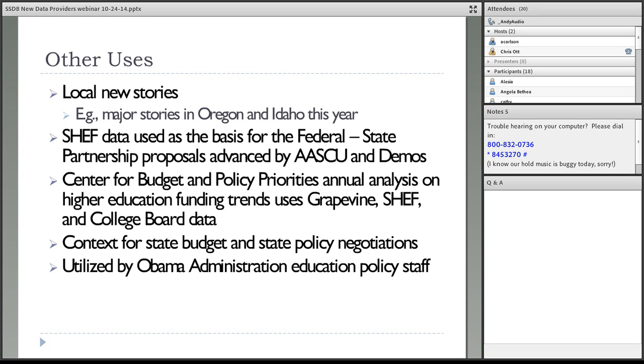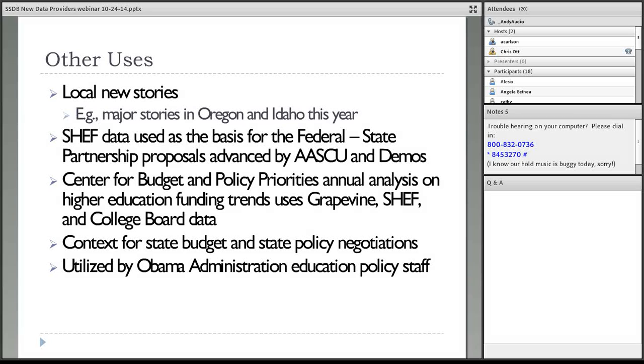I don't know if you guys are aware, but there's been a number of proposals to create a new federal-state partnership that would provide matching dollars from the federal government for state support or for increased state support. SHEEO has released one of those. Ironically, it did not use SHEF data. But two other organizations released these types of proposals recently.